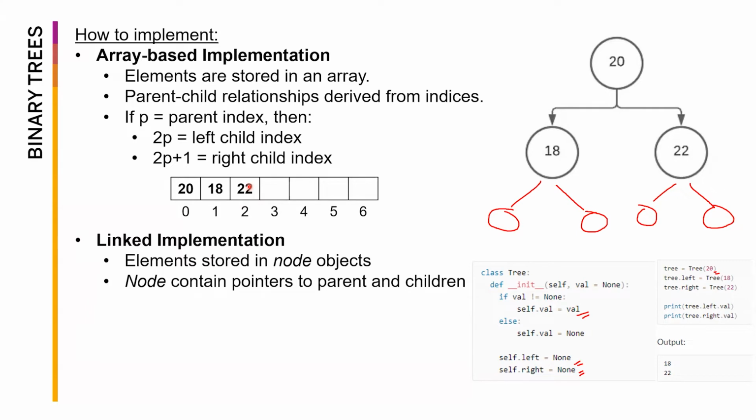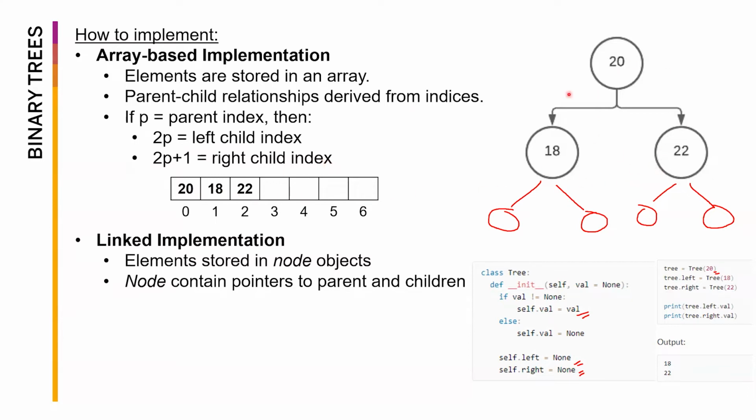But if we don't know the index, that means we have to scan all the elements, so it's inefficient for reading. But again, if you know the index, then that's fine. That's an O of 1. So the parent-child relationships are derived from the indices. If we have P as the parent index, then 2P is the left child index and 2P plus 1 is the right child index.